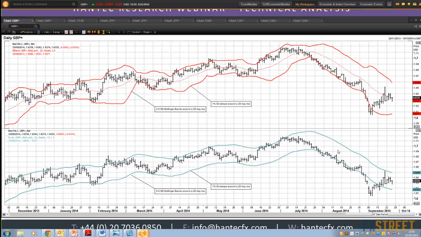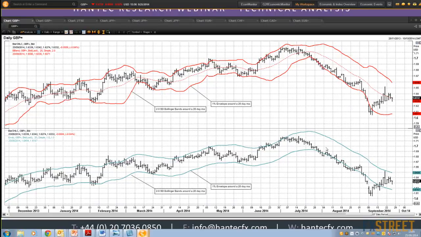Now that's all well and good, but when it comes to the sharp moves, when cable becomes increasingly volatile, as you can see, as it has done in recent weeks, a lot of the price action takes place outside the envelope. But with the Bollinger Bands, that actually is a very strong technical signal that we saw back in mid-September, when the price action only just came outside the Bollinger Bands, and it gives you more of a positive signal, because I think it's something you can rely on much more.